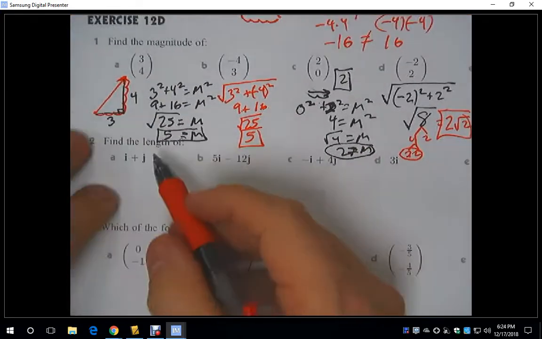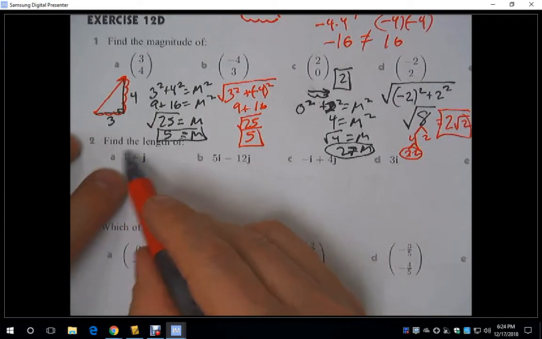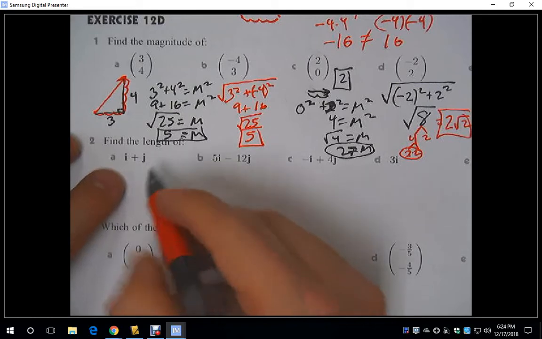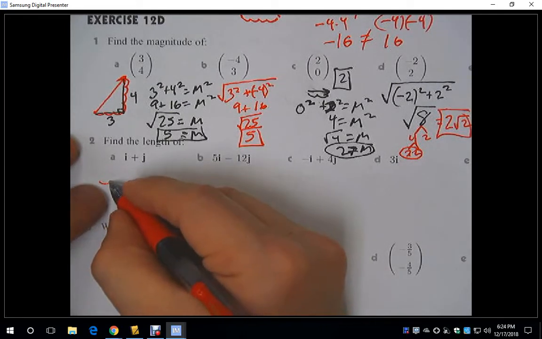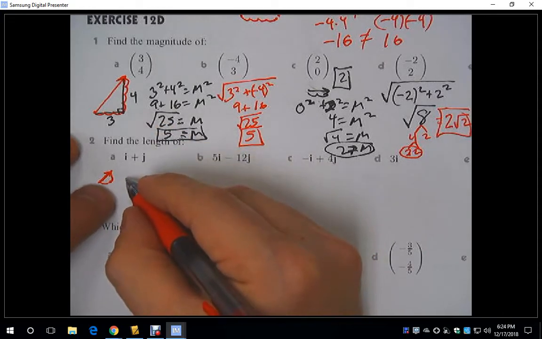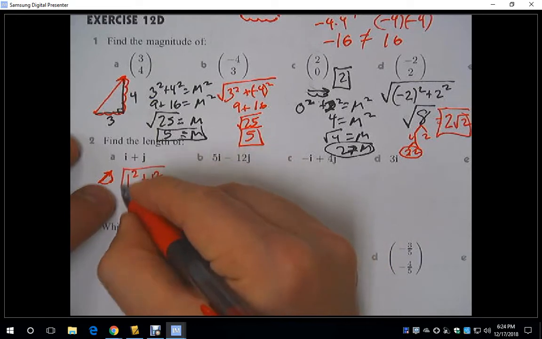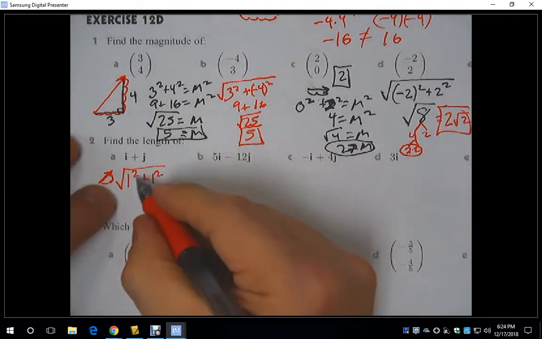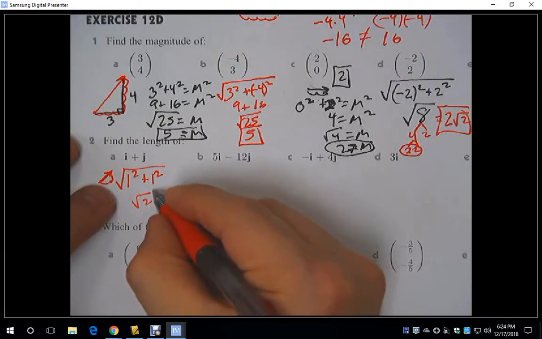We can continue, and it says find the length of this vector i plus j. That means we have a vector that goes 1 unit to the right and 1 unit up. We're looking at this little vector here. So we're going to find the magnitude. That is the square root of 1 squared plus 1 squared. 1 squared is 1 plus 1 squared is 1, so I have 1 plus 1, which is 2. I have the square root of 2.